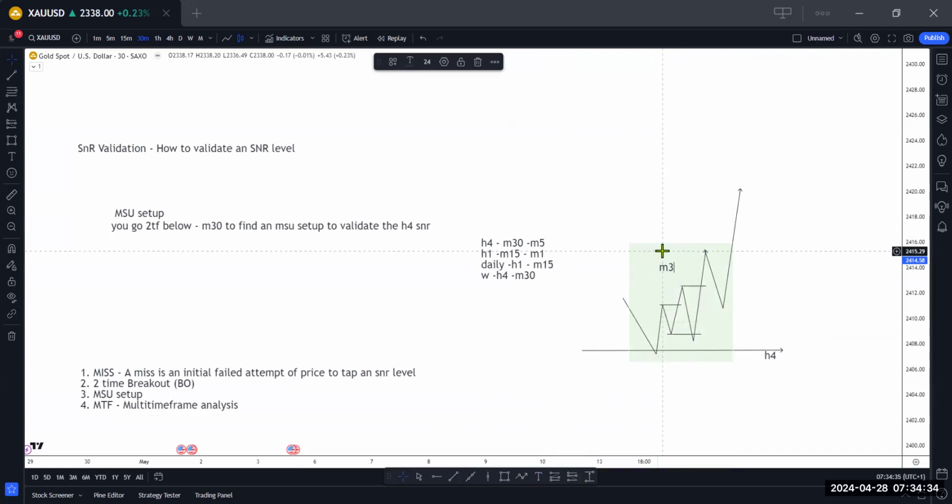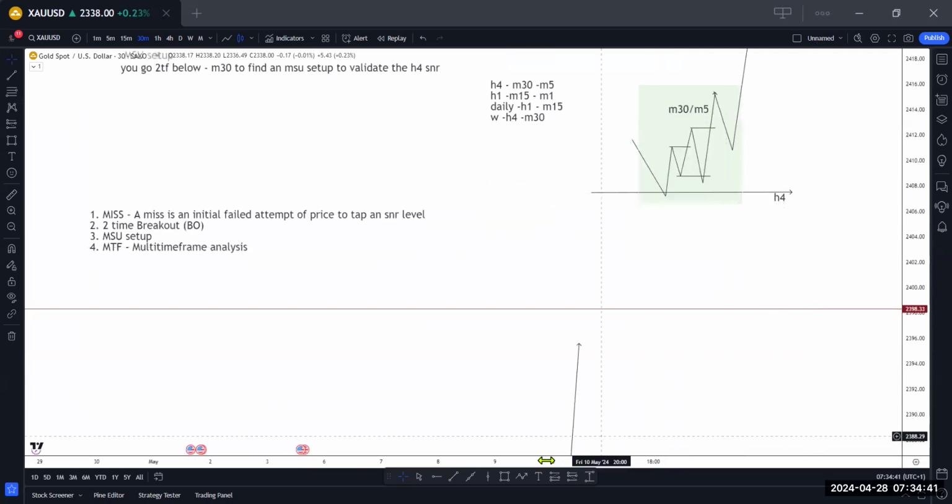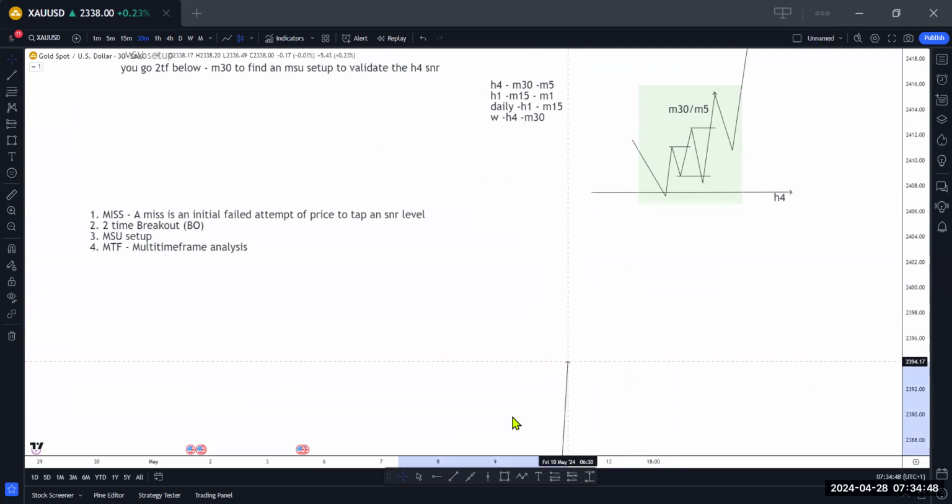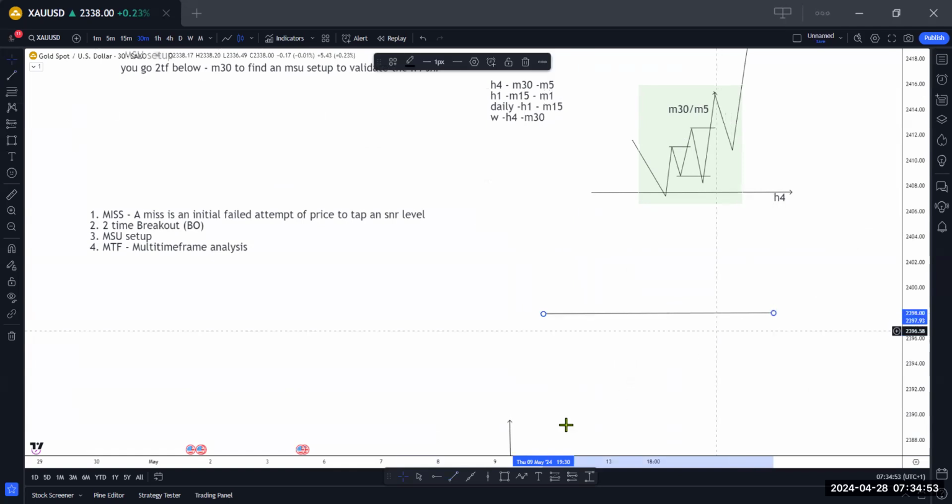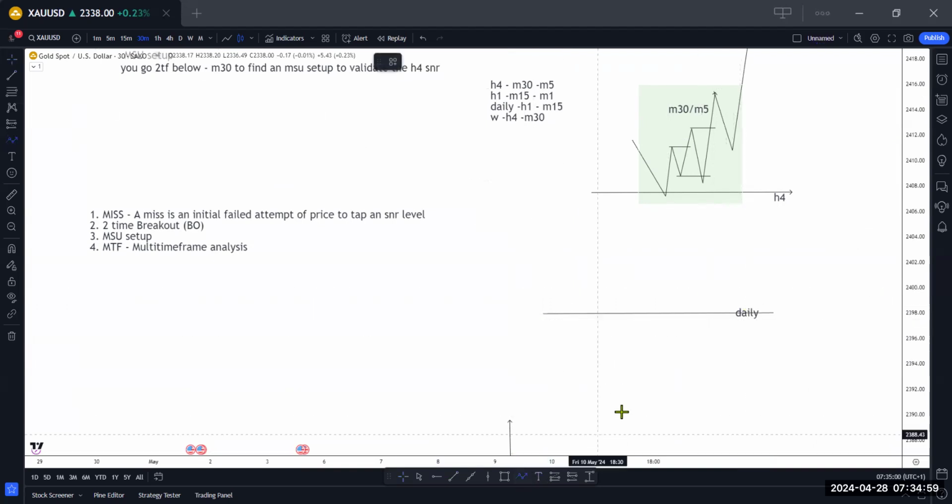M30 or M5. Okay? If price taps, so another example for sell side. For sell side, let's say this is a daily SNR level. So for daily, what time frame are you going to go to? You can go to H1 or M15. So imagine price taps this level and then we get something like this.